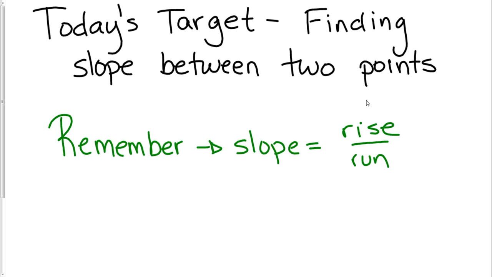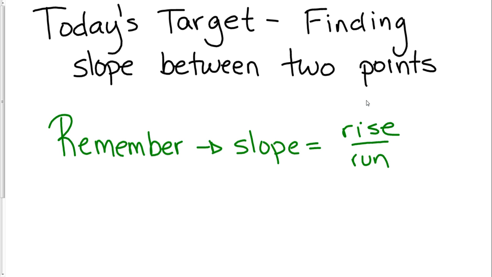All right, today's target will be finding slope between 2 points. This is very key because we're going to come up with an equation today that allows us to find the slope when we're given 2 points. That means we don't have to graph it. We don't have to draw an axis and plot the 2 points and go through all that process. We can use an equation and find the slope between 2 points rather easily.